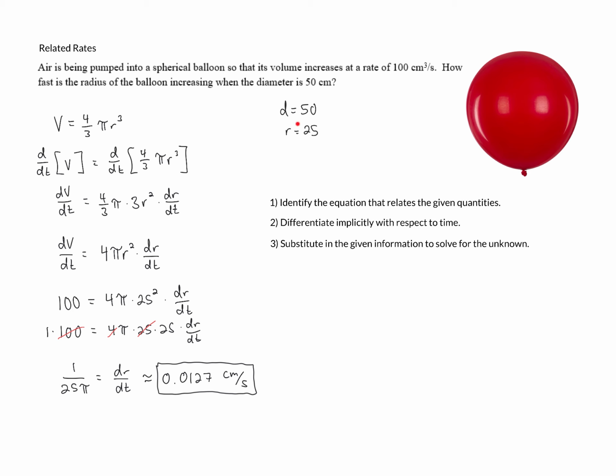If we had plugged in 25 earlier, if we had plugged it into the original equation, we would have had the volume being constant. But that's not true. It's not true that the radius is always 25. The radius isn't a constant. It's just at the moment that we're looking at, the radius happens to be 25. So once we're ready to plug things in at the very end, that's when we can substitute in our values.